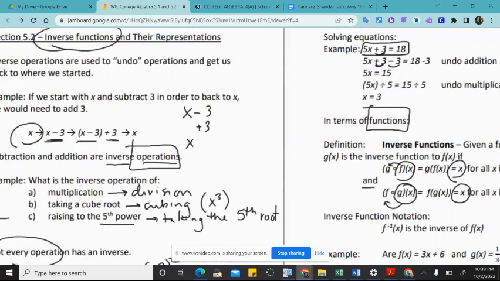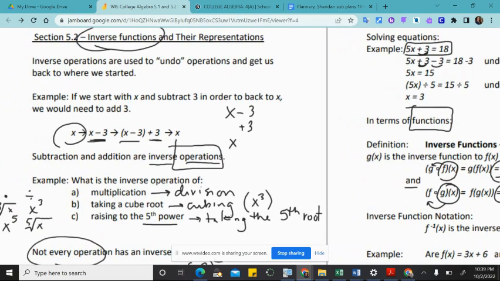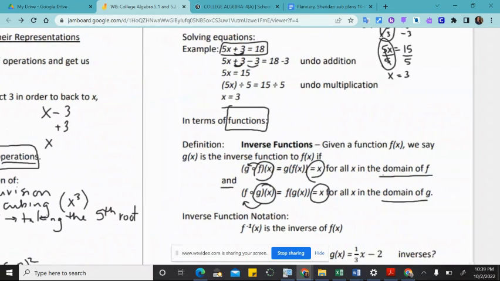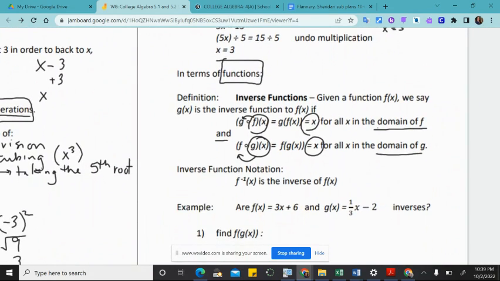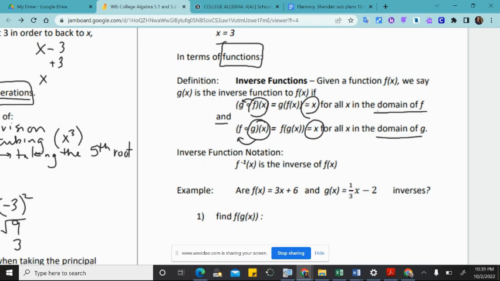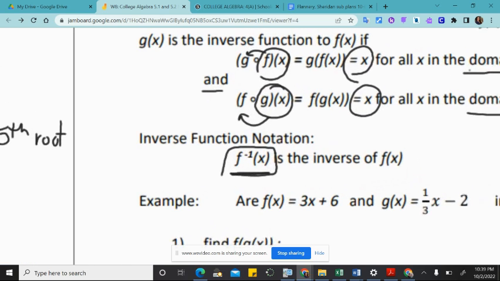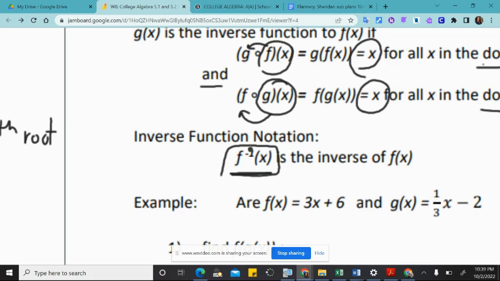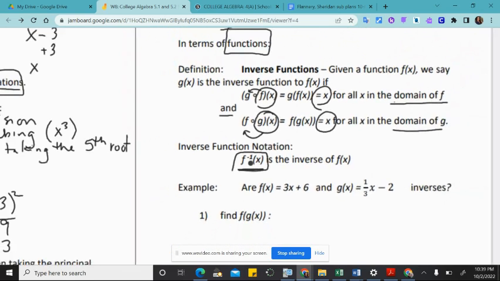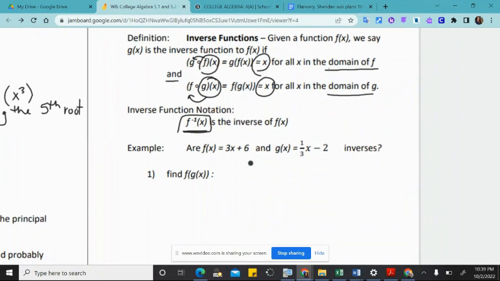Like multiplication and division are inverse operations, f and g would be inverse functions if you plug one into the other and you get x, and then you go backwards, you plug the other into the first and you still get x, and they're inverses. And then this is the notation. This is how you write it, with that little exponent of -1. That's the inverse of f of x.